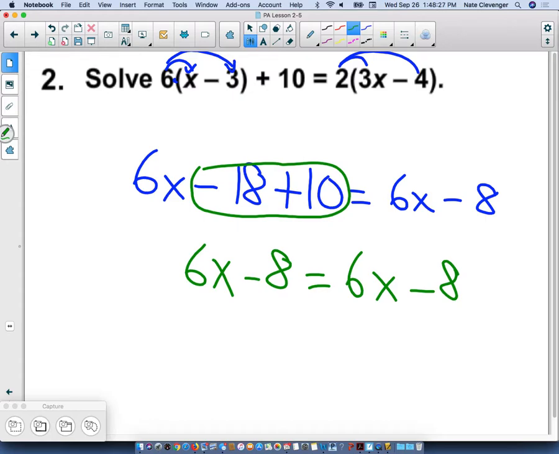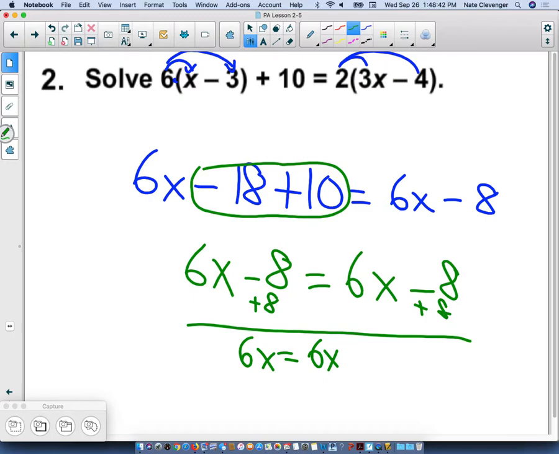Hunter? Can we add 8? We could. You want to do that? We want to add 8, 6x equals 6x. And what was it Katie said? You divide now. Okay, we can divide 6 and 6, so you have x equals x. Haley? Other one. There is a solution.